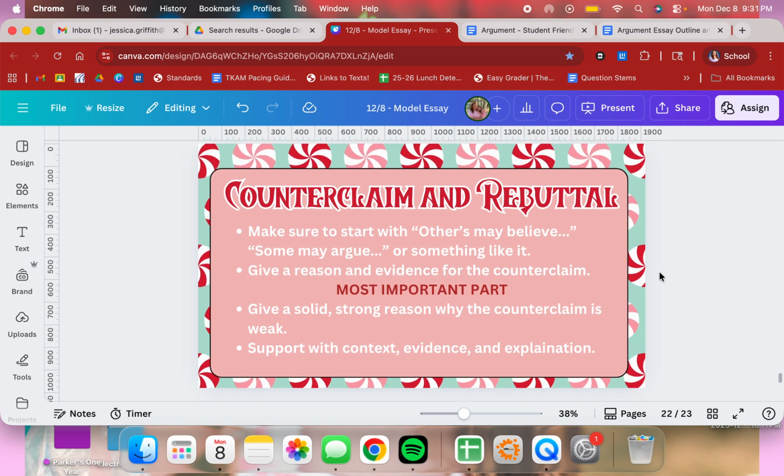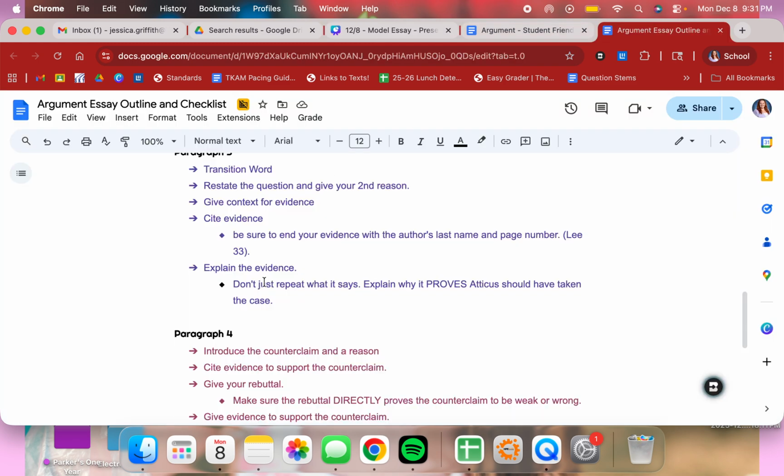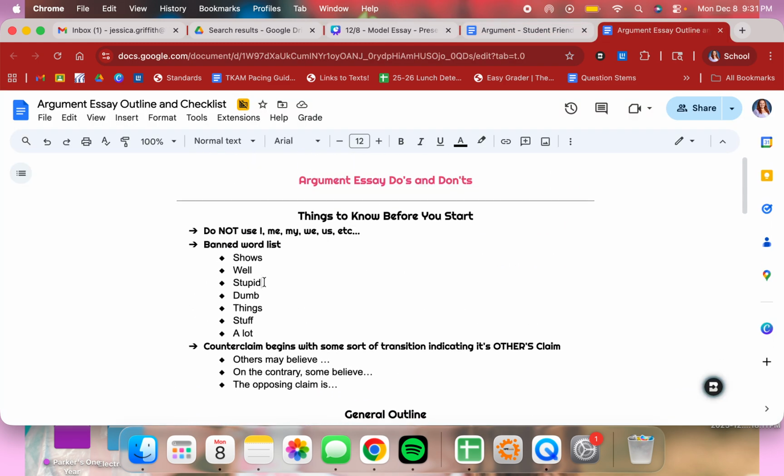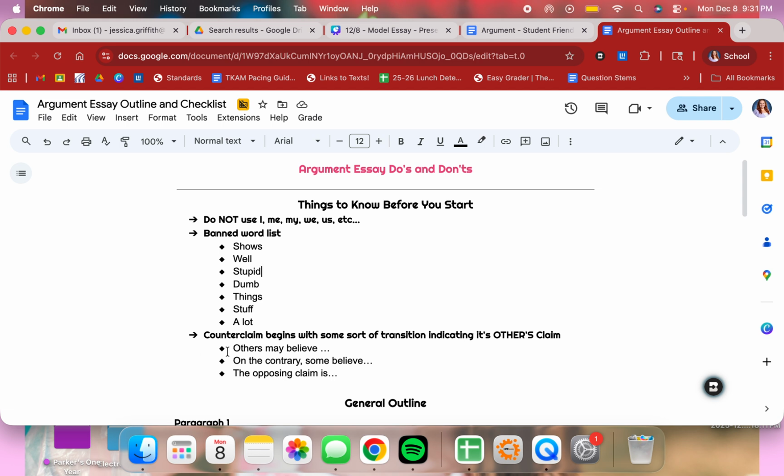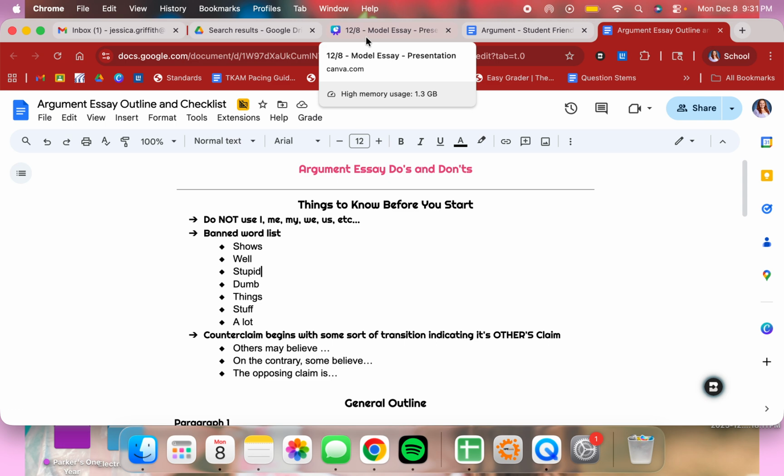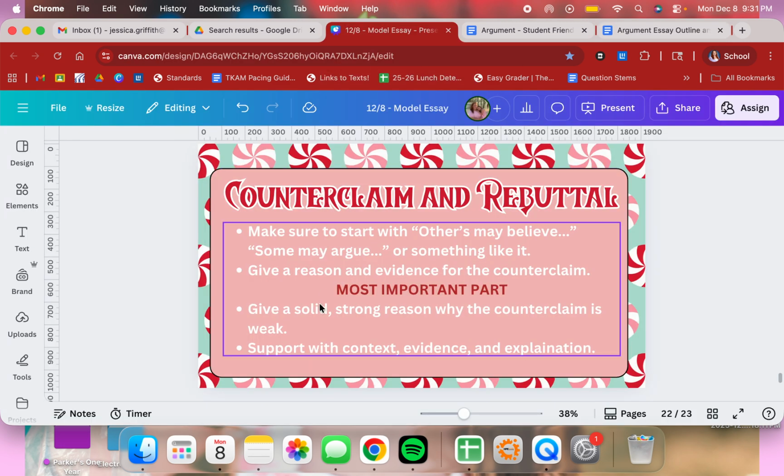All right, big thing with our argument is you've got to have the counterclaim and rebuttal. So make sure we're starting with one of those counterclaim transitions. You'll find that over here. So remember I told you you've got this little cheat sheet available for you. Here's different ways to start your counterclaim. There's all kinds of different ways. So make sure we're kind of varying it up and finding the one that fits best with our essay.